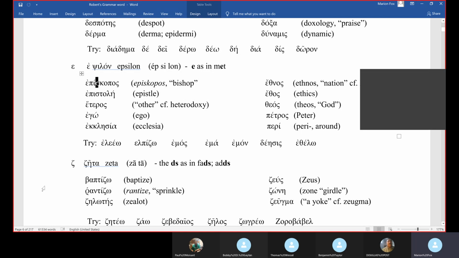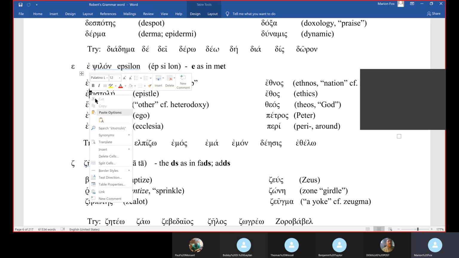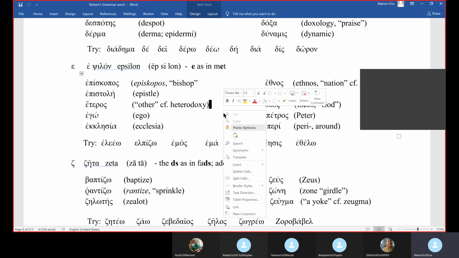Epistole. Notice the accent is on that last letter, eta. So we have epistole. We have four syllables in that word. And that's just a letter that's being written.